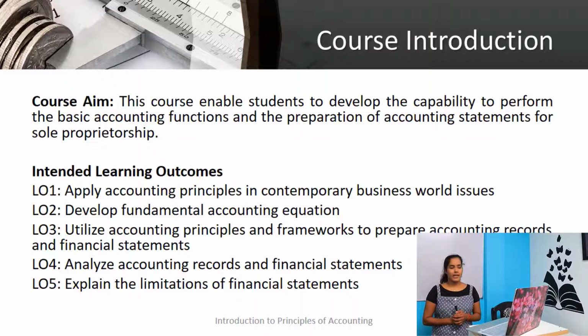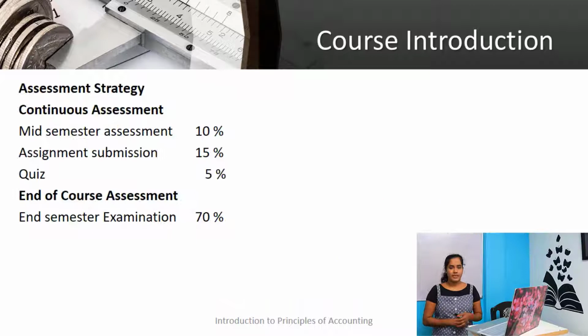Under that, we are going to cover these learning outcomes throughout our lectures. Let's see the assessment. You are going to be evaluated by continuous assessment as well as the end of course assessment. There are 3 kinds of continuous assessment. There will be a quiz examination, an assignment submission for 15 marks, and a mid-semester for 10 marks. And the end of course examination carries 17% of the marks weight.